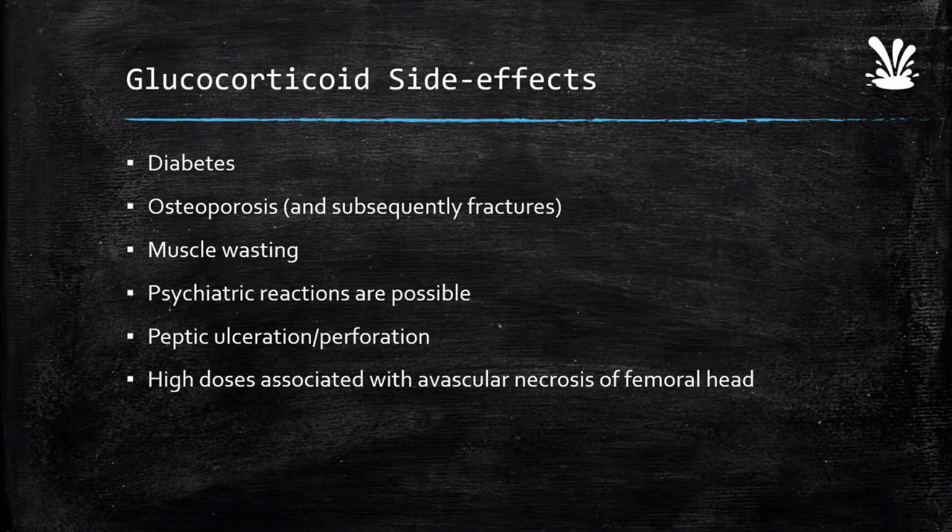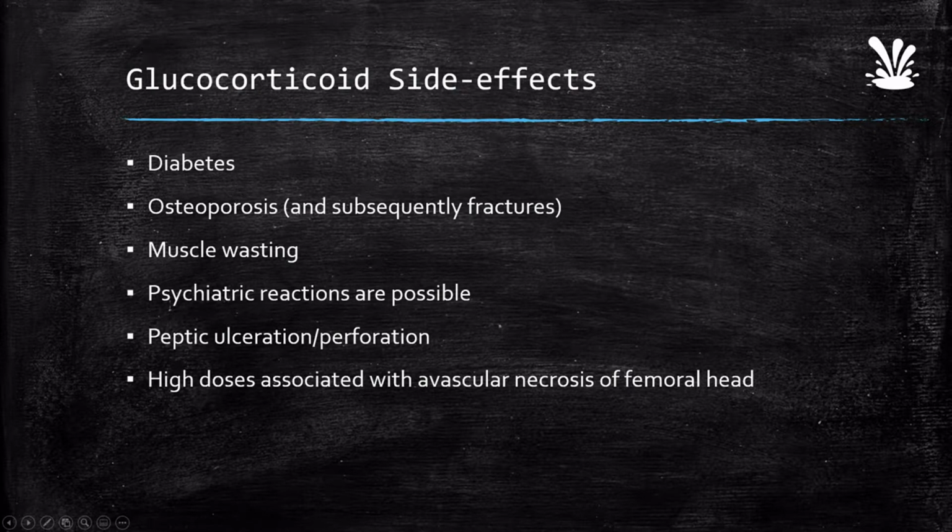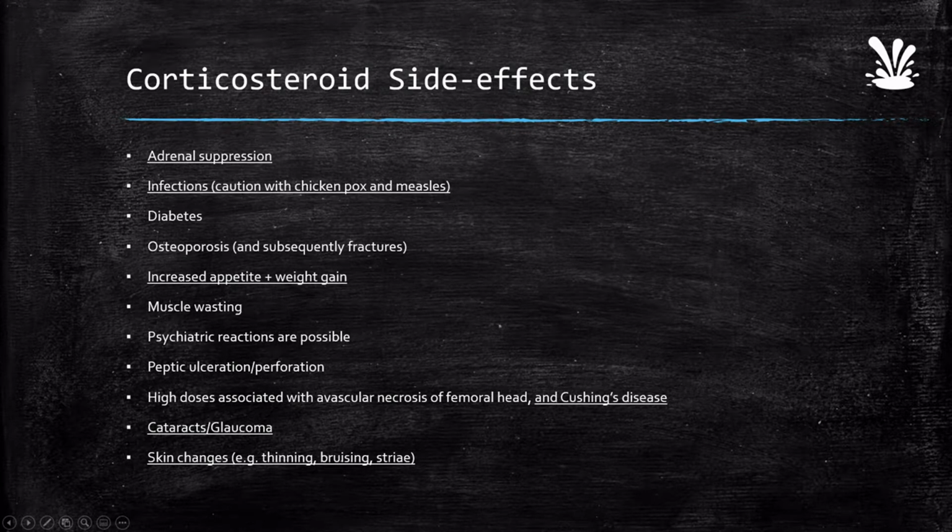Now, in terms of glucocorticoid side effects, there is, in the long term, diabetes, osteoporosis, muscle wasting, psychiatric reactions, peptic ulceration and perforation, and with high doses, avascular necrosis of the femoral head. I'm just going to go back a step. The BNF, the British National Formulary, seems to separate it into mineralocorticoid side effects and glucocorticoid side effects. But when looking at the individual monographs, you get an overall corticosteroid side effect monograph, which includes basically all of them. All these side effects.